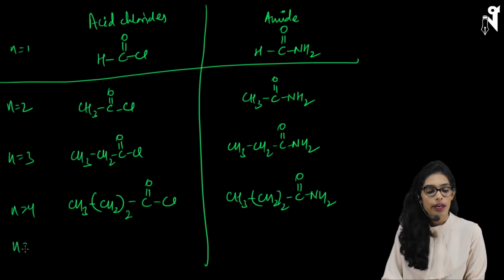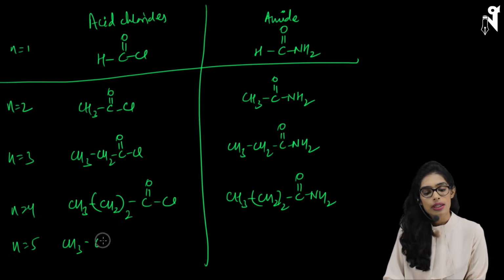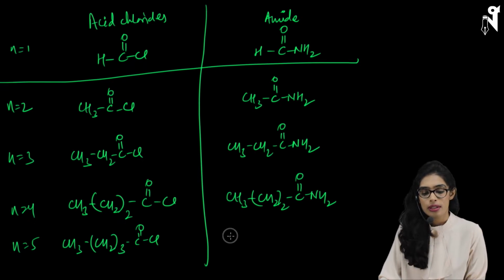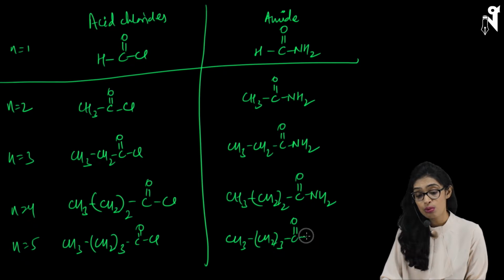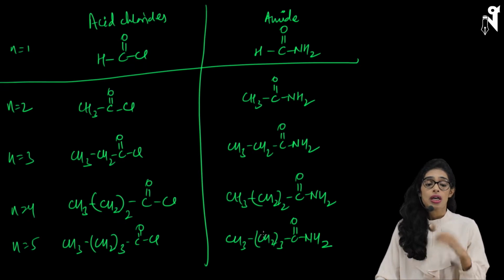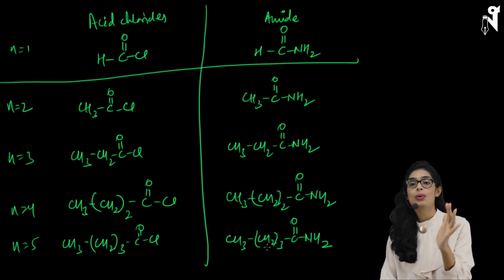N is equal to 5, CH3, CH2 whole thrice, COCl. CH3, CH2 whole thrice, CONH2. These are the compounds till N is equal to 5 for acid chloride and amide.